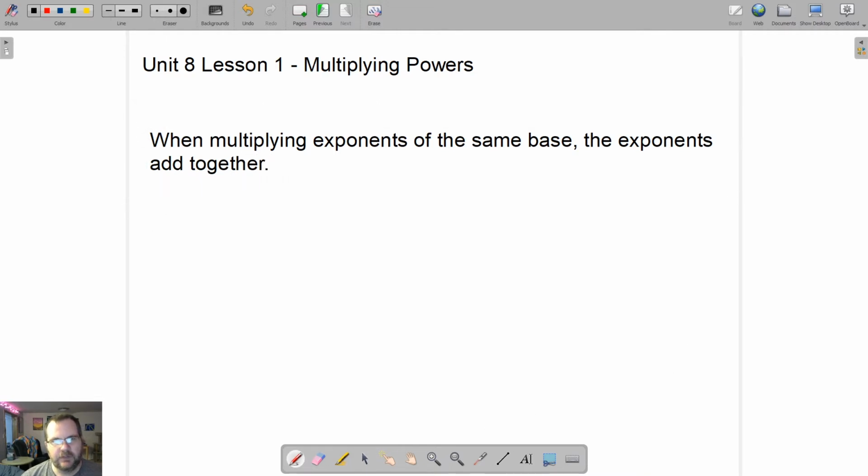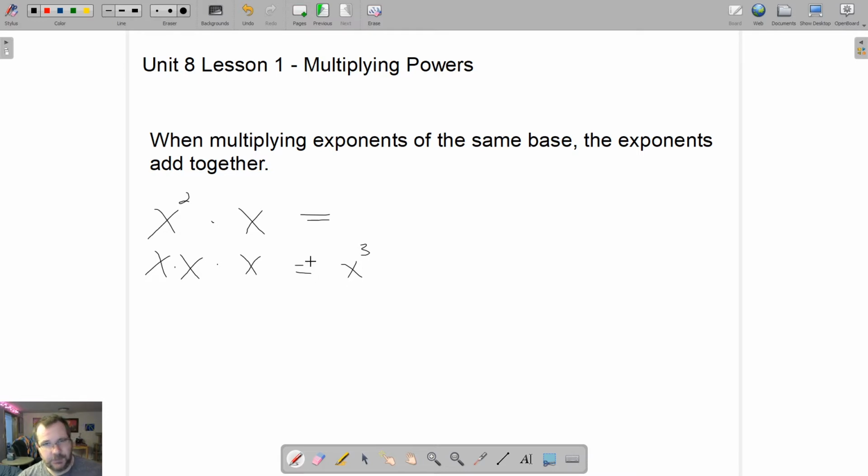So if we're doing, let's say, x squared, and we're multiplying this by plain x, we want to know what this is going to turn into. Now, x squared is the same thing as x times x, and then if we add another x to that, so times x again, this is going to become x to the third.